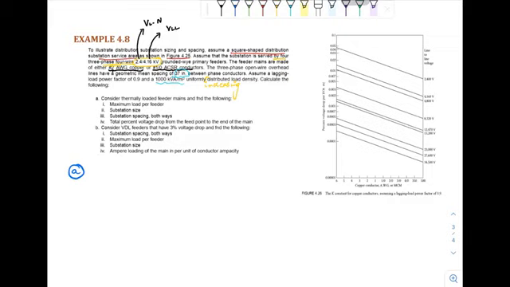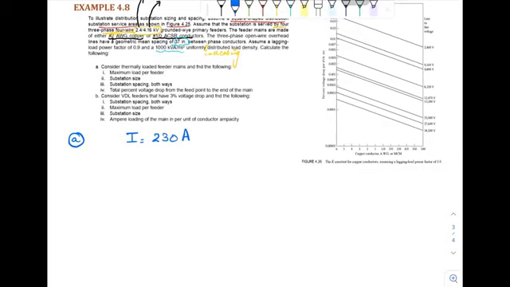So that comes out to be 230 amperes. Just see the current corresponding to this size and the current corresponding to this size, that will be 230 amperes. So now let's start the solution. In part 1, we are going to determine the maximum load per feeder.